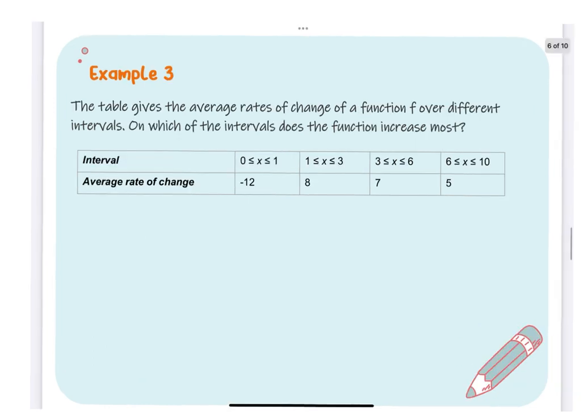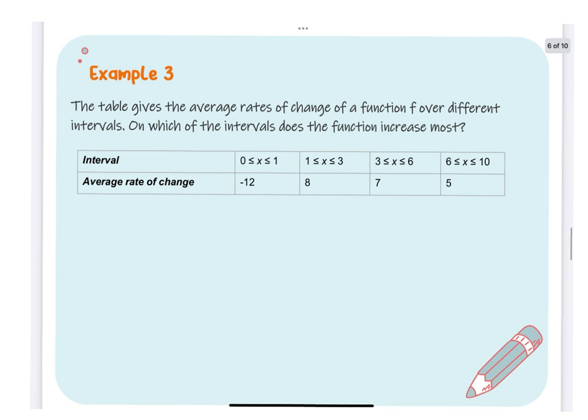okay, first what changes obviously is my interval. This is not just a single input value. But then also notice it says average rate of change. So this is not an output, this is a rate of change. So when it says the table gives the average rate of change of a function f over different intervals, which interval does the function increase most?